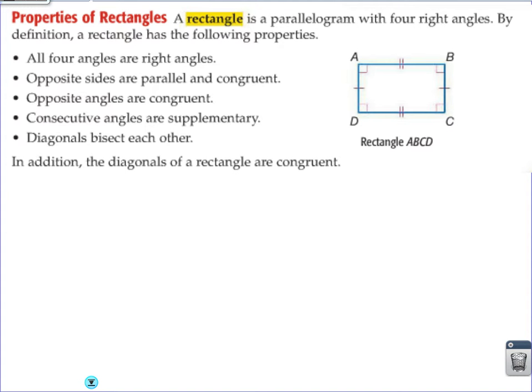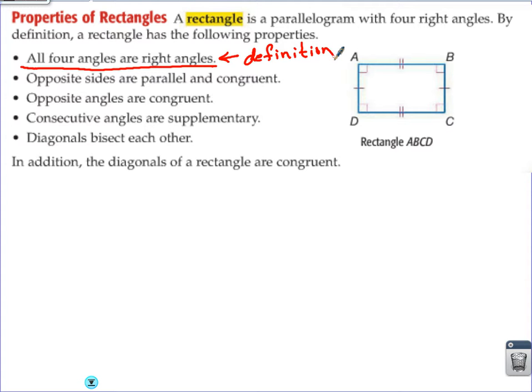Okay. Rectangles. Here's your second shape. Now look at some of these properties, and then we're going to write them all down. Properties of rectangles. Your first property of a rectangle, all 4 angles are right angles. We've already written that down, haven't we? How do we know that all 4 angles are right angles? That's the definition. That actually comes straight from the definition. If something is a rectangle, then it has 4 right angles.